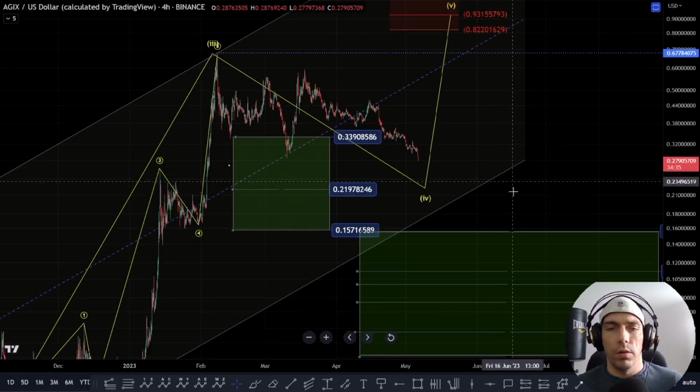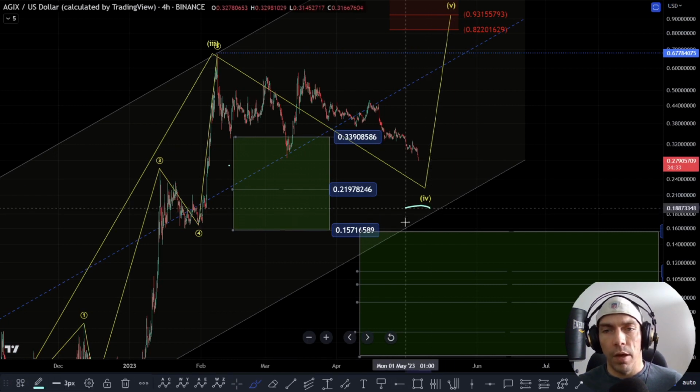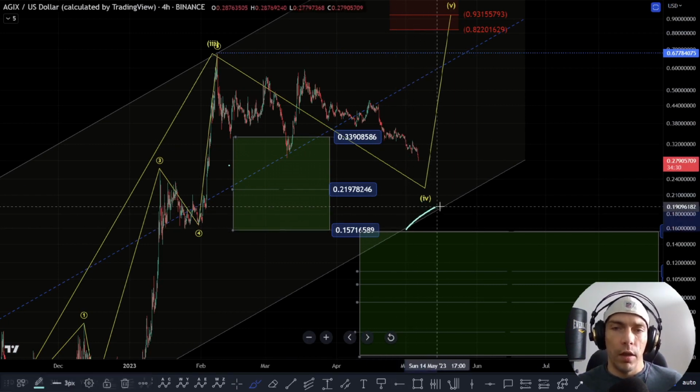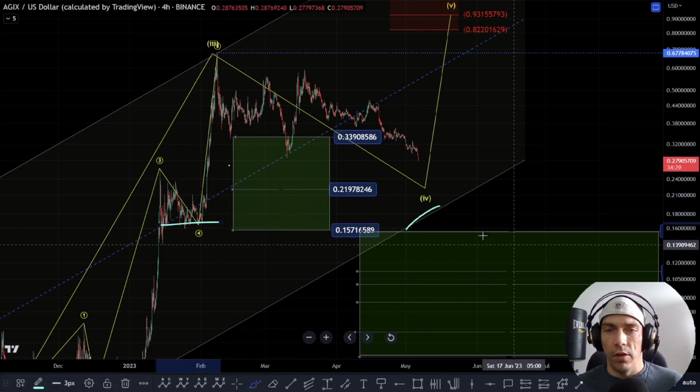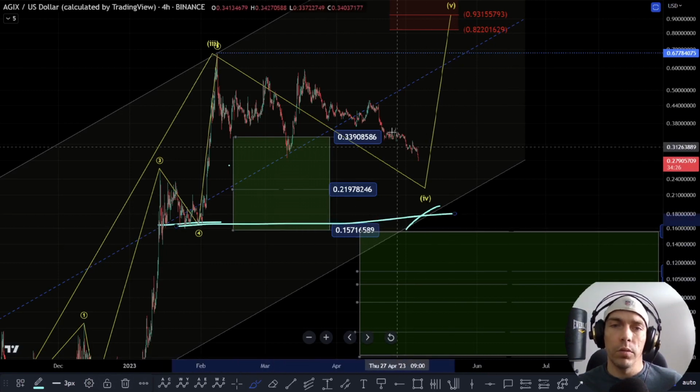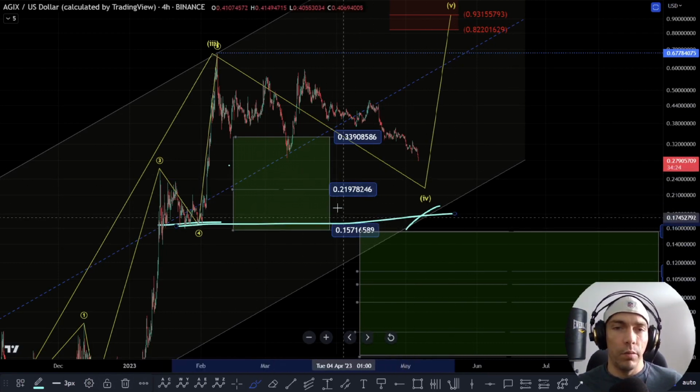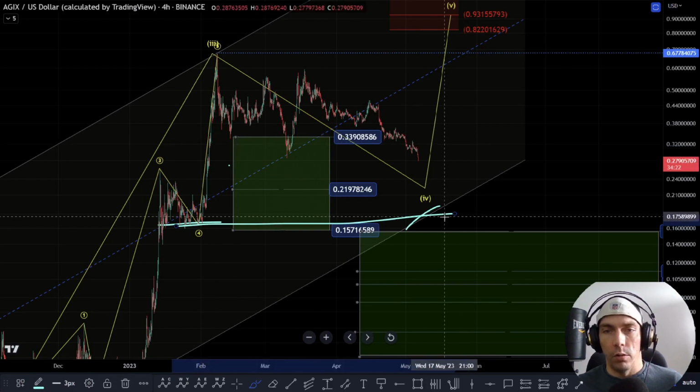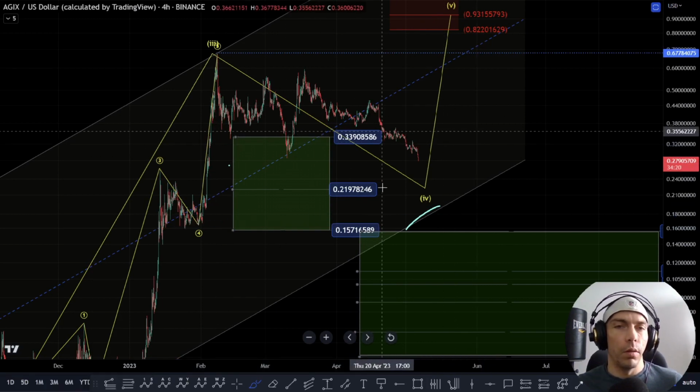So another thing that I would be looking for here potentially is actually coming back down into this channel line. So that could actually give us a zone where we have some confidence between these levels and some fib levels as well as a channel to the downside. So we're going to be talking about that in a second.